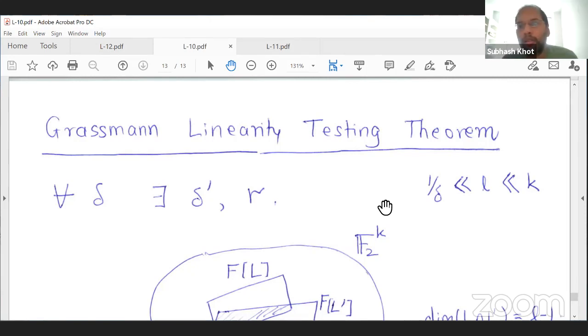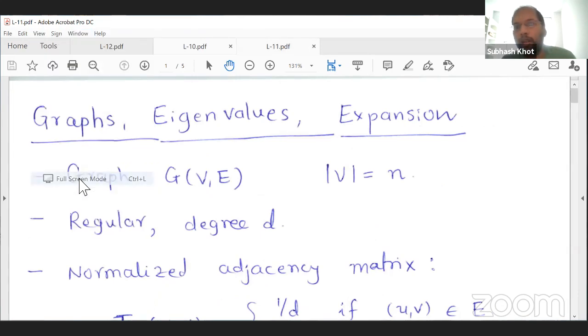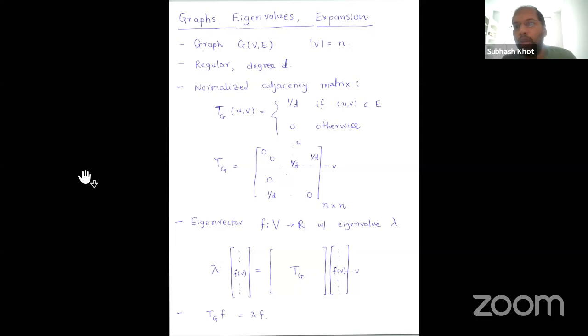Okay, so let's proceed. Next we will look at this expansion question in the Grassmann graphs. In the notes there is a primer on graphs and their eigenvalues and how eigenvalues relate to the expansion. But we are not really going to need much of it in the remaining part of the talk, so I'm mostly just going to skip it.